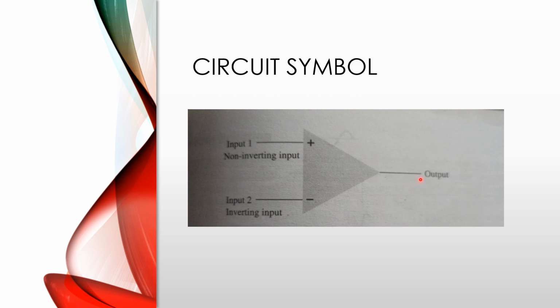So here we saw two input terminals. One is the non-inverting input terminal, which is represented by the positive terminal, and the second input terminal is the inverting input terminal, which is represented by the negative terminal, and the output terminal. This is the output terminal.